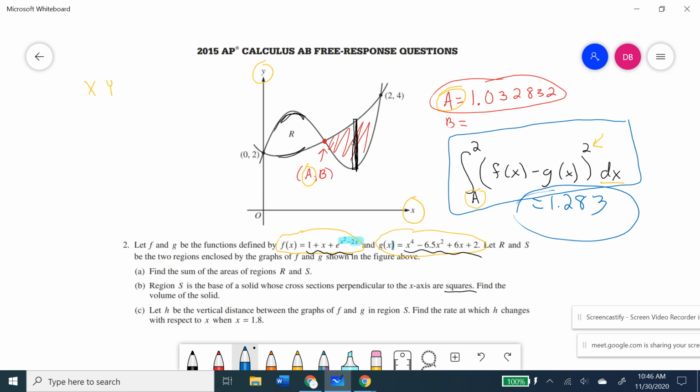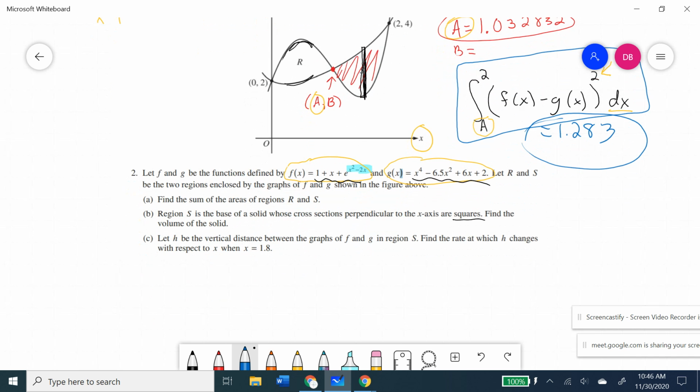Now in part C, H is the vertical distance between the graphs of F and G in region S. So H, with respect to X, is the F minus G together. You have to tell them, I understand this is the H function. Now, they want you to find the rate at which h changes with respect to x when x is 1.8.